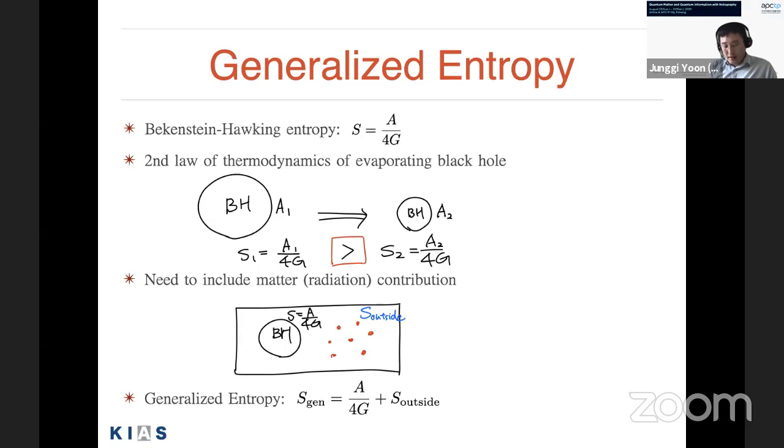So to explain that, let's generalize the entropy. We know that the Bekenstein-Hawking entropy is proportional to the area of the horizon.